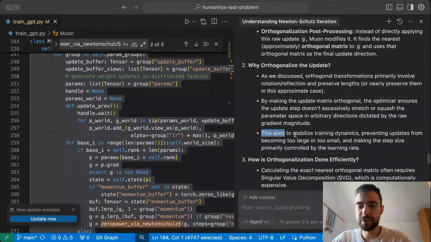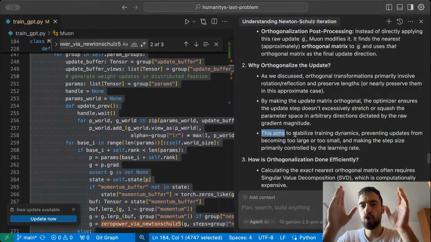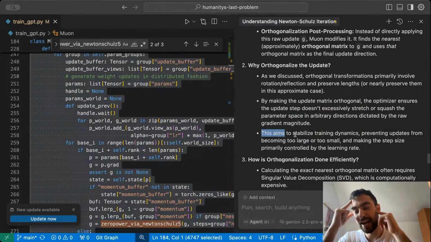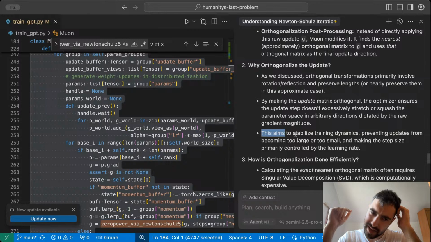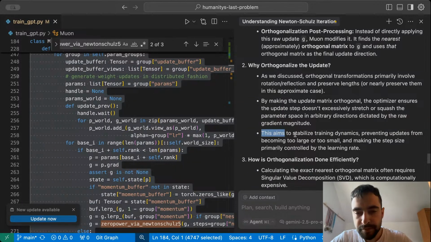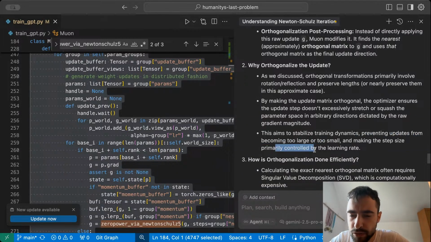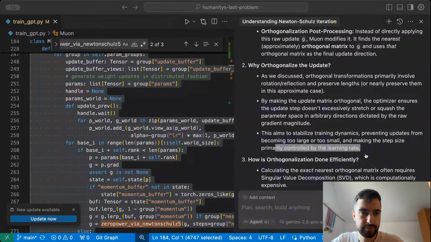So you want to use this Muon orthogonalization to, I don't know what to do with it. It somehow, I guess, makes it bigger steps. I don't know how. This aims to stabilize training dynamics, preventing updates from becoming too large or too small, and making the step size primarily controlled by the learning rate.